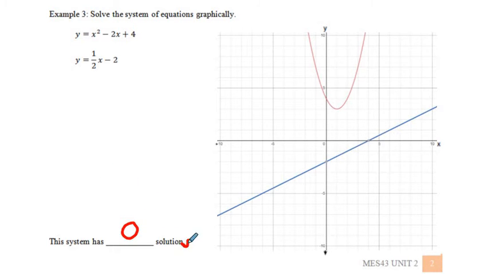Zero solutions. If I put the S out there, I might have given it away. This system has no solutions. There are no points that satisfy both equations. Lots of points to satisfy this one, lots of points to satisfy this one, but none that satisfy both.